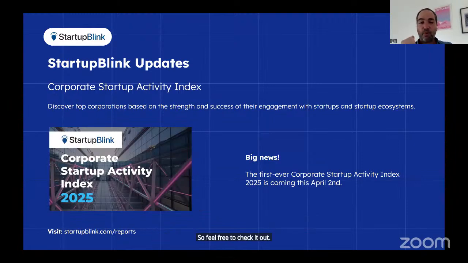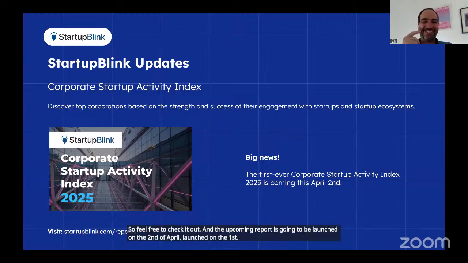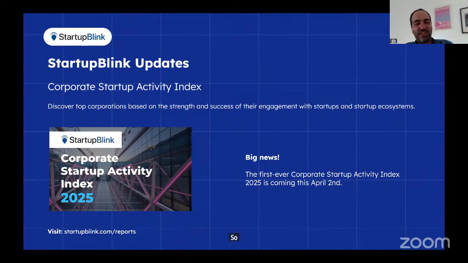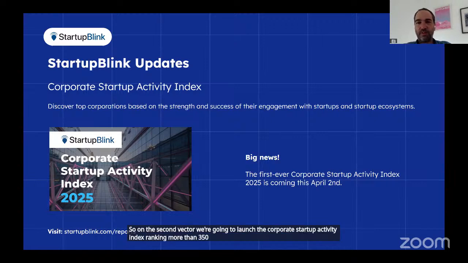And the upcoming report is going to be launched on the 2nd of April. We're going to launch it on the 1st. Okay, we're going to think it's a joke. So on the 2nd of April, we're going to launch the Corporate Startup Activity Index, ranking more than 350 corporates.